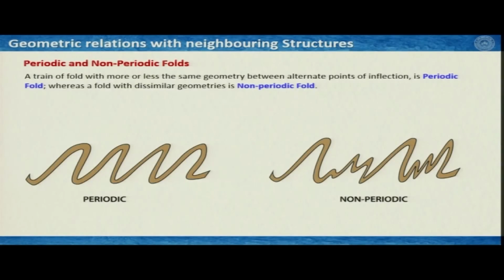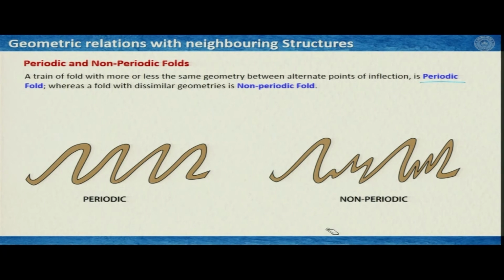Okay. Then there is something called periodic and non-periodic folds. Now, if within a train of folds you have a series of synforms and antiforms with more or less the same geometry between alternate points of inflection, then this is known as a periodic fold, or in other words the folds look very similar to each other. So, one set of folds here, the next set of folds here, and they appear in a very similar way, and these are known as periodic folds, that is, the same structure appears periodically.